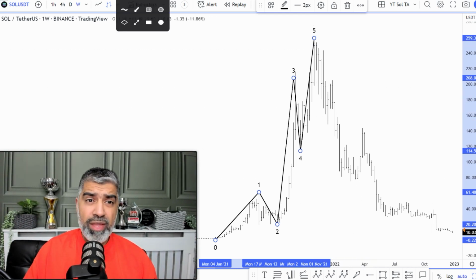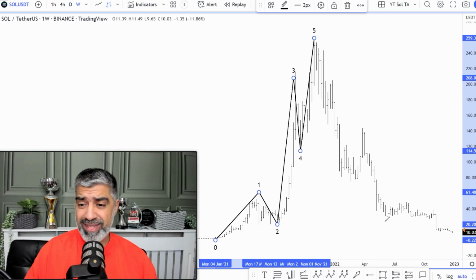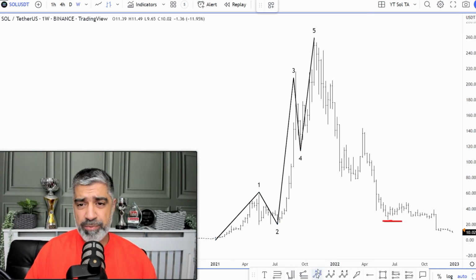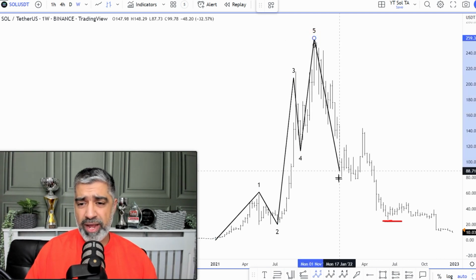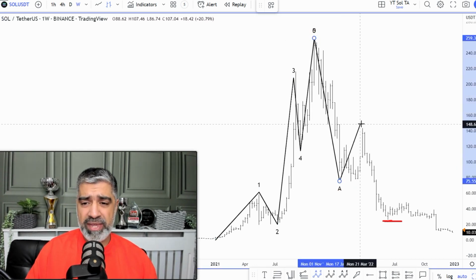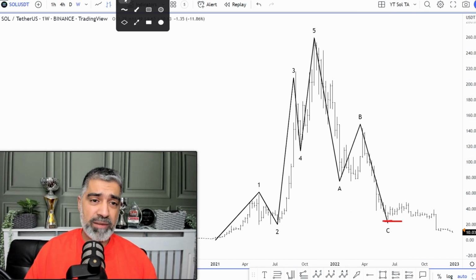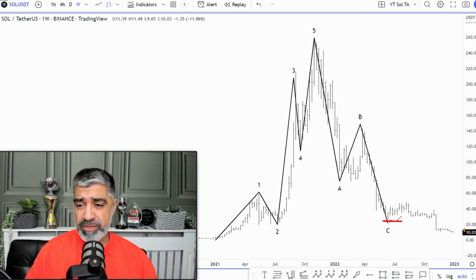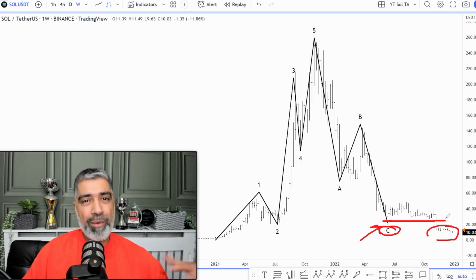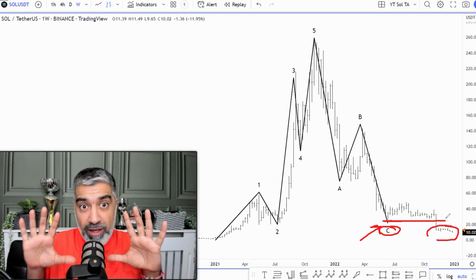So there was a time not that long ago that this could have potentially been the end of an ABC correction, because it looked pretty textbook at the time. And again, it looked like a nice A, 3-wave B, and then another move to the downside. However, in recent times, literally recent times, like last week, we had this low broken. So this tells us this cannot be the end of the wave C, and there's still some way to the downside to go.